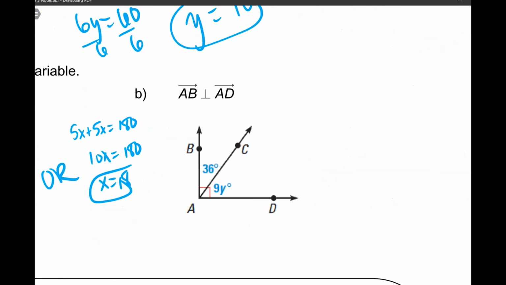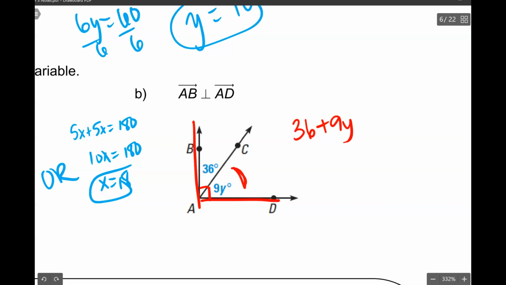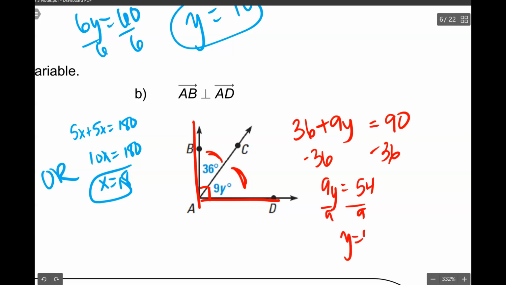Alright, AB is perpendicular to AD. So these two are perpendicular to each other, which means if I add the angles, this is 9y, this is 36. If I add the angles, the total has to be 90. So y is equal to 6.